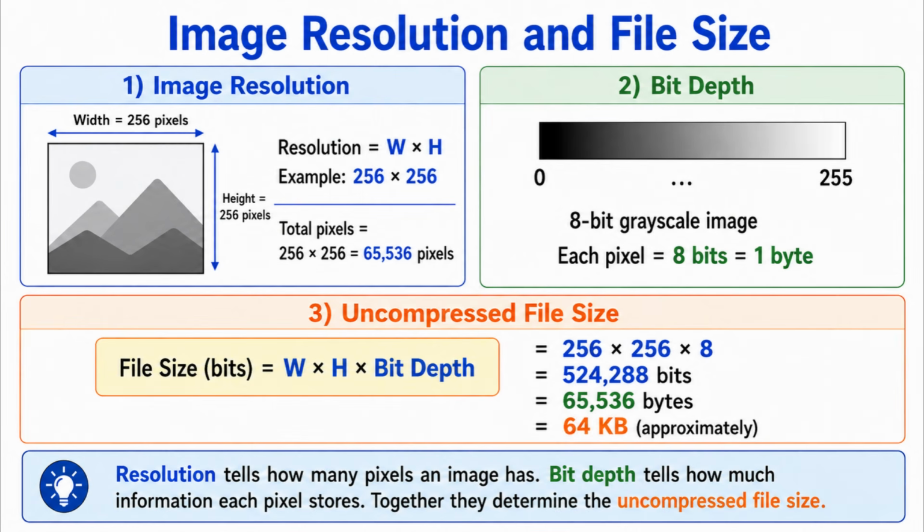So the important point is, resolution tells us how many pixels are present, while bit depth tells us how much information is stored in each pixel. Together, they determine the uncompressed image file size.